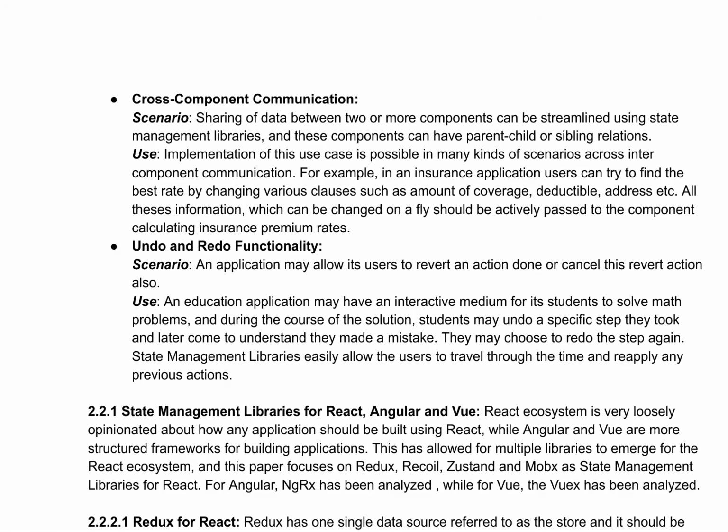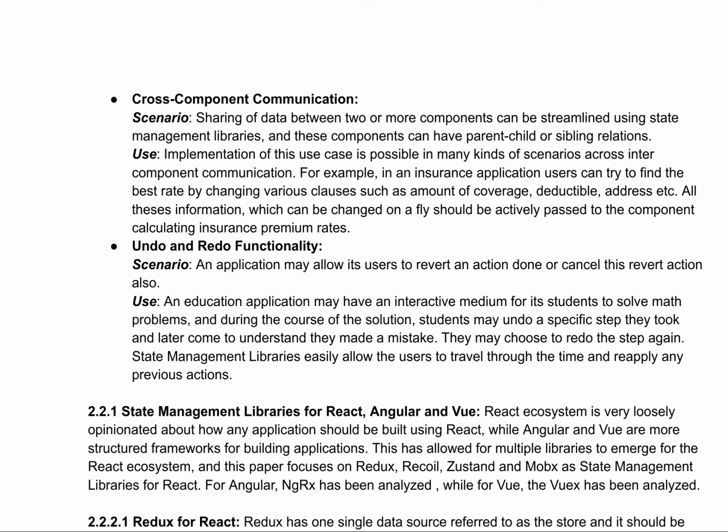State management libraries facilitate cross-component communication, enabling data sharing between components with parent-child or sibling relationships. This is particularly useful in dynamic scenarios, such as insurance applications where users adjust coverage amounts, deductibles, and addresses to find the best rate. State management libraries enable the active passing of this information to the component calculating insurance premium rates. Another important use case is implementing undo and redo functionality, where users can revert or cancel previous actions, such as in education applications where students can undo and redo specific steps in a math problem solution.